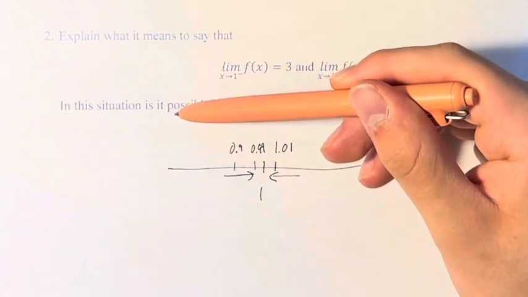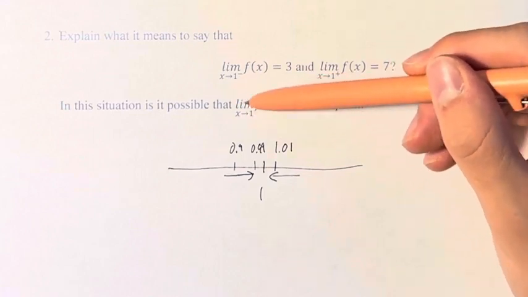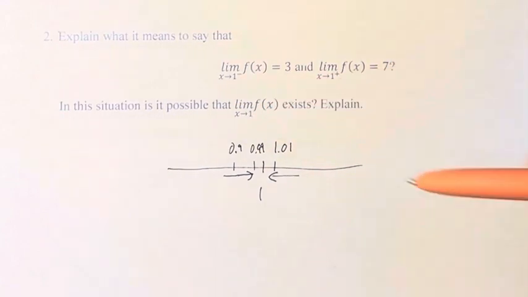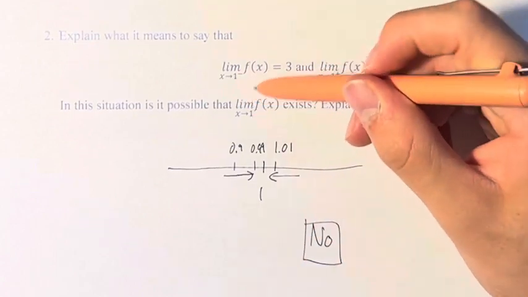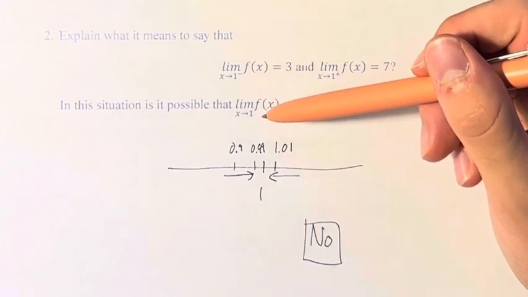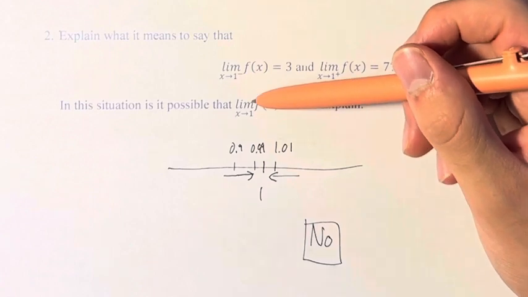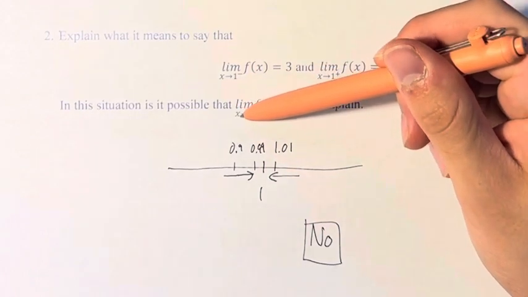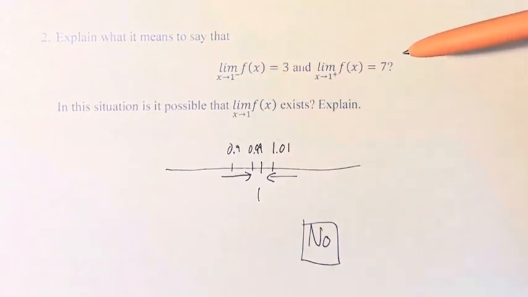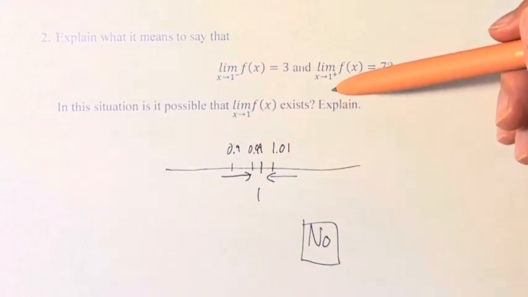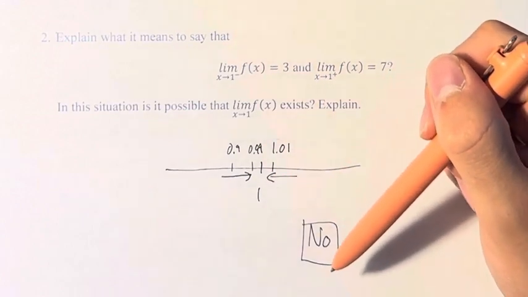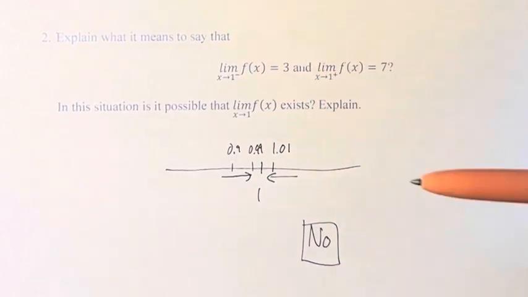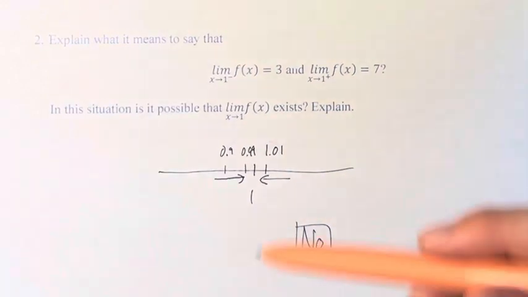And we're asked, in this situation, is it possible that the limit as x approaches 1 of f of x exists? No. This limit is basically saying that there is a certain value where, as we take values of x close to 1, we're going to get a single value. And we can see that that's not true. If we're coming from one direction, it's going to equal 3. If we're coming from another direction, it's going to equal 7. So there's not a common value if you're coming from both directions, which is what the limit actually means.